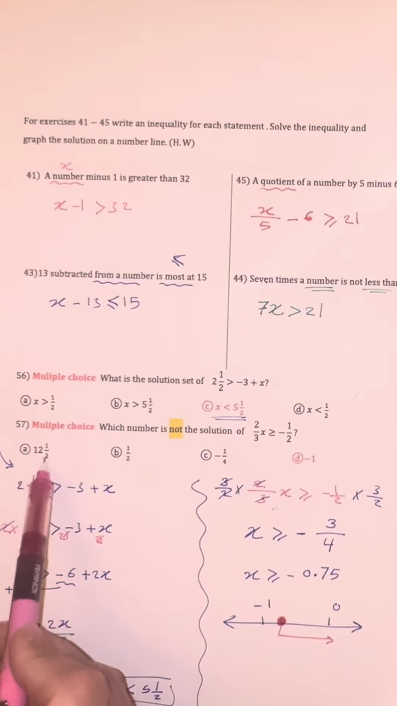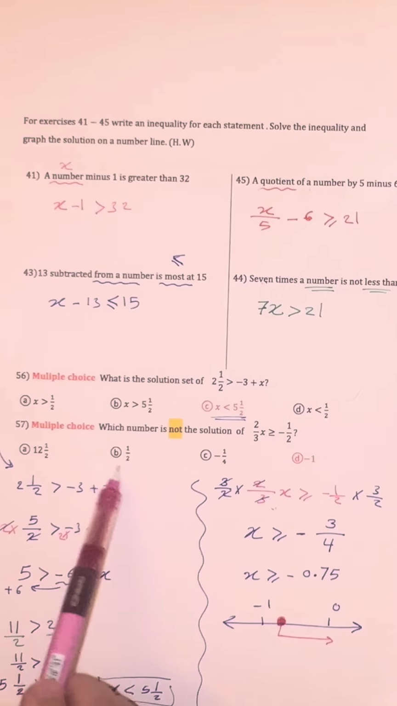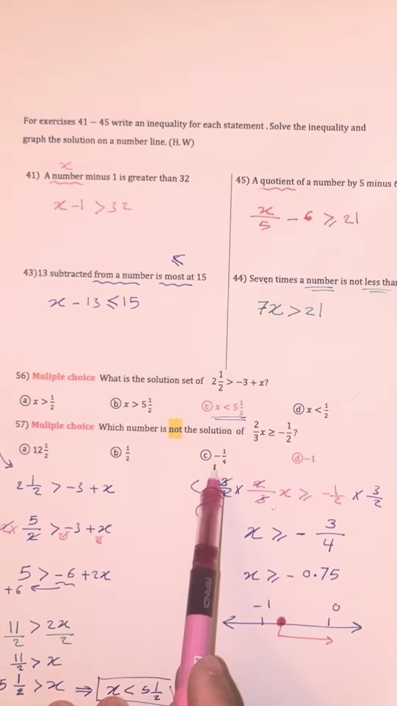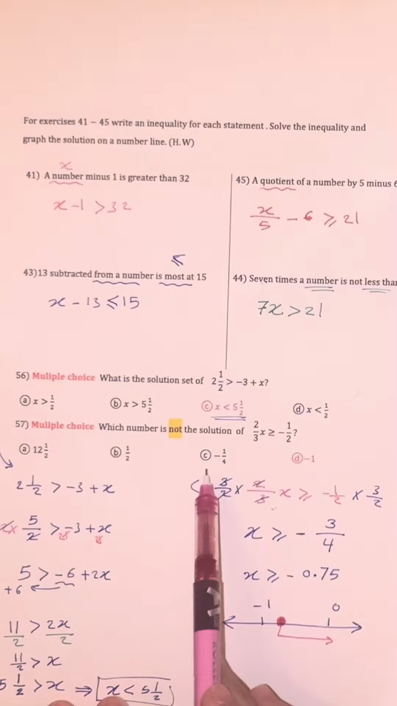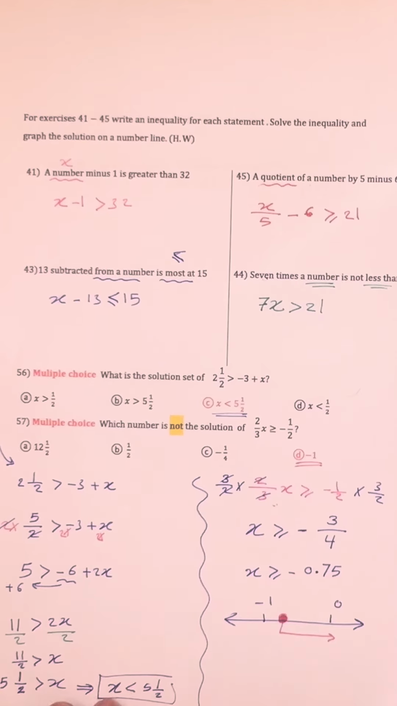A is 12 and 1 over 2, that means 12.5, and it's a positive number, so positive numbers are the solution. This is also a positive number between 0 and 1, also a solution. Negative 1 over 4, it means negative 0.25, so it's close to 0, so it's a solution. Negative 1, look at negative 1, it's outside the solution, so negative 1 is not a solution.